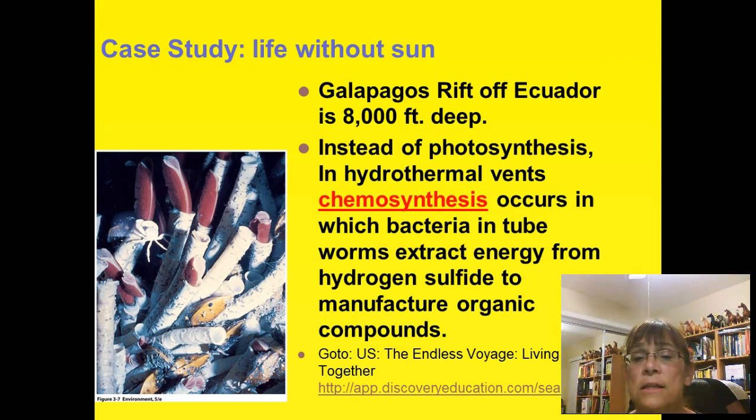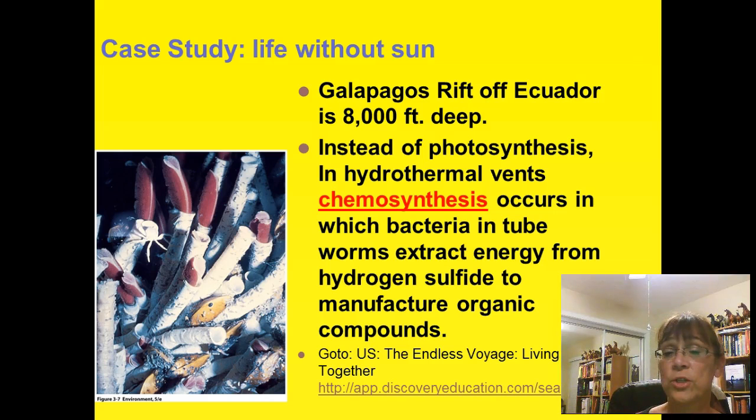In essence, it's got hydrogen sulfide gas coming out of these, very hot. But the bacteria down there, instead of using sunlight for photosynthesis, bacteria are the producers. And they use the hydrogen sulfide in order to make organic compounds and to live, and then organisms like the tube worm will filter feed and eat the bacteria. So that starts that food chain.